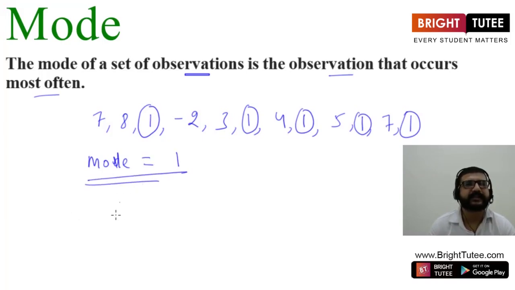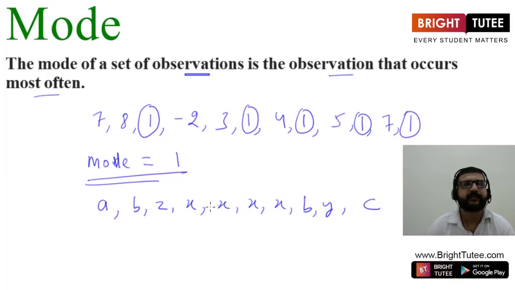Now similarly, let's take one more example. Let's say we have a few alphabets: A, B, Z, X, X, X, X, B, Y, C. Now suppose we have this data. What do you think is the mode of this data? Which observation is occurring the most number of times, or most often? That observation here is X. Therefore the mode of this data will be X. So this is how we can find the mode of the data.